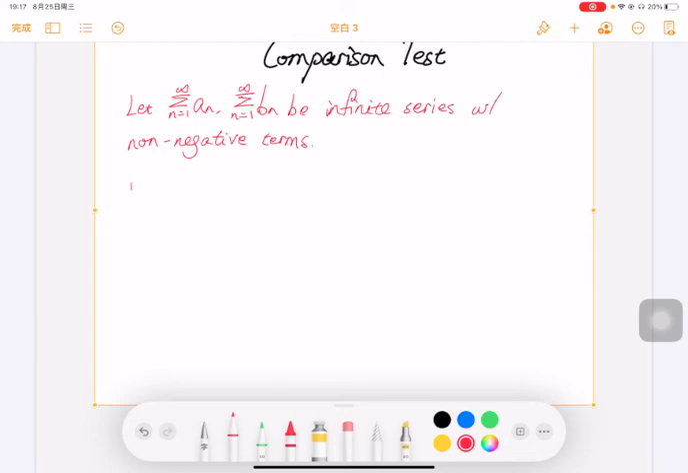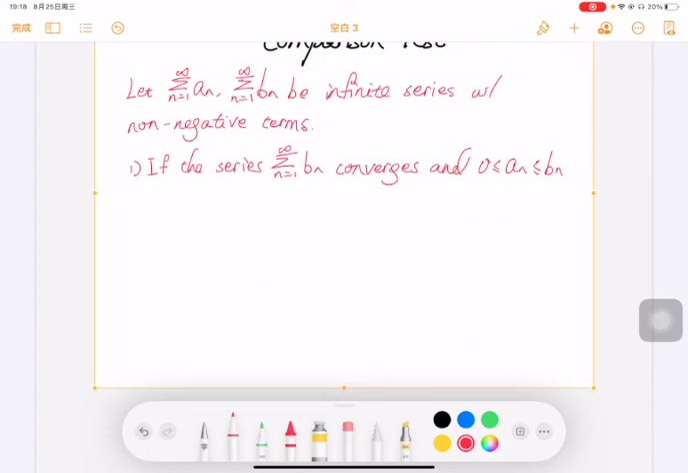Then if the infinite series, n from 1 to infinity of Bn converges, and An is between 0 and Bn, so An is non-negative, but also is smaller than or equal to Bn, then the series An converges as well.